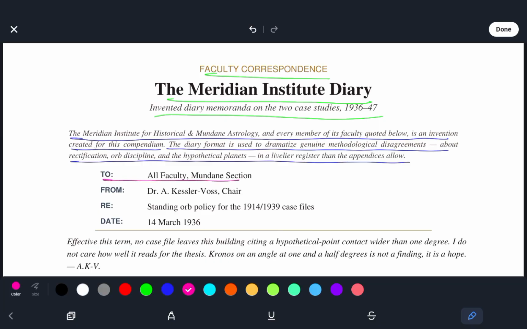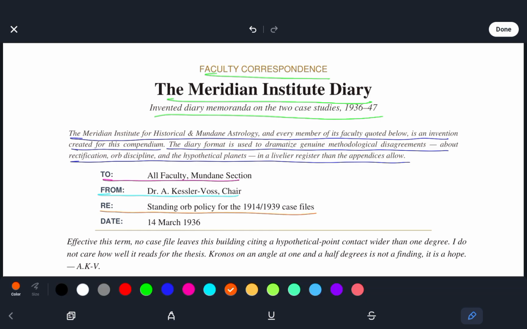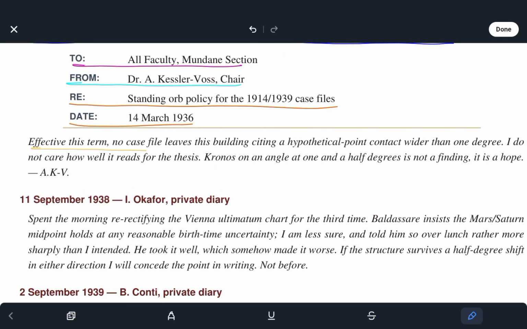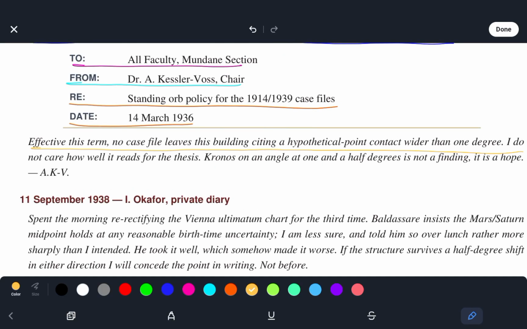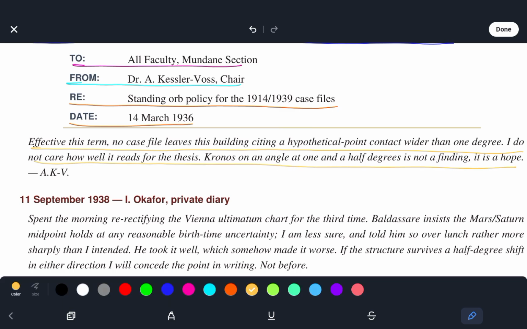To all faculty, mundane section, from Dr. A. Kessler-Voss, Chair, in response to standing policy for the 1914-1939 case files, and the date, hypothetically here, is March 14th, 1936. Effective this term, no case file leaves this building citing a hypothetical point contact wider than 1 degree. I do not care how well it reads for the theses. Kronos on an angle at 1.5 degrees is not a finding, it is a hope.